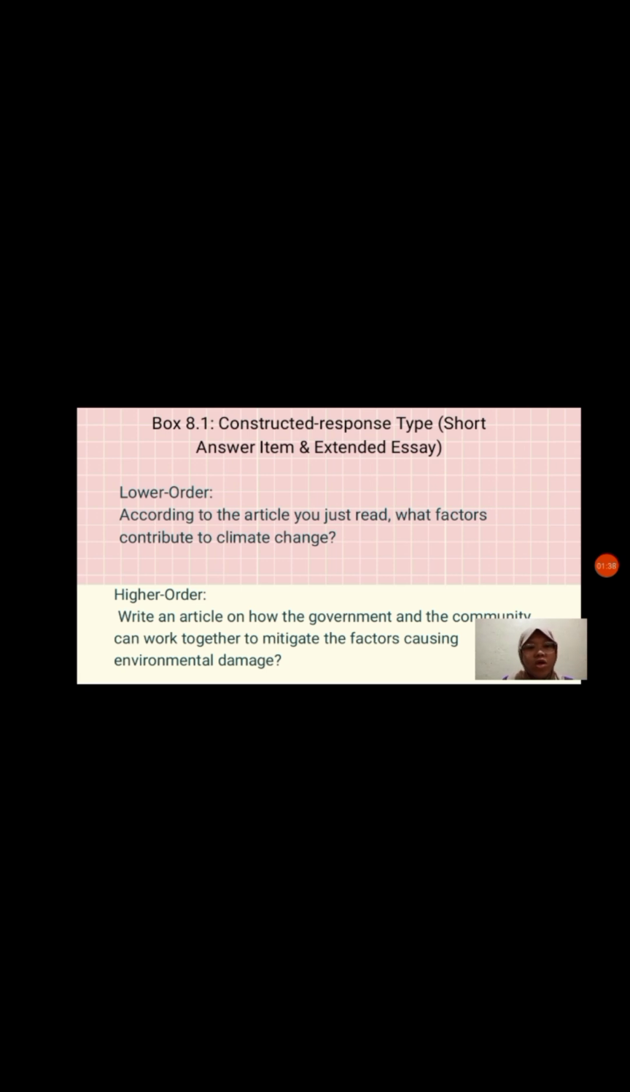Now we proceed to higher order thinking skills. The sample question is: write an article on how the government and the community can work together to mitigate the factors causing environmental damage. So this is likewise a supply type, but since it requires higher order thinking skills at the creating level, it will call for an extended essay item.